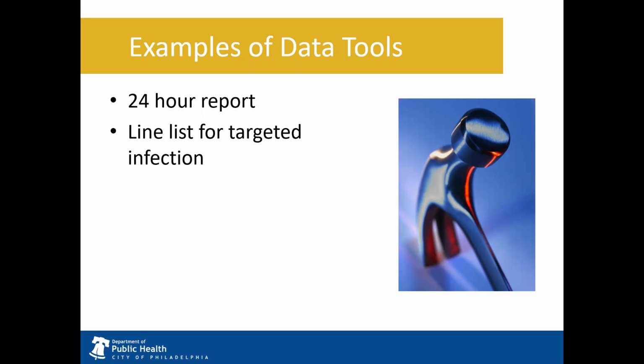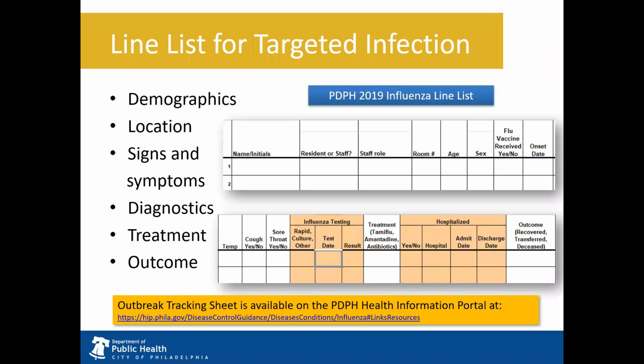information is collected on residents to see how they're doing over 24 hours, anything new, and you might start to notice, hey, we're seeing a lot of people with new URI symptoms, influenza-like illness symptoms, or maybe new GI symptoms. So from your 24-hour report, you will then start a line list for targeted infections. And the next slide gives you an example of a line list.